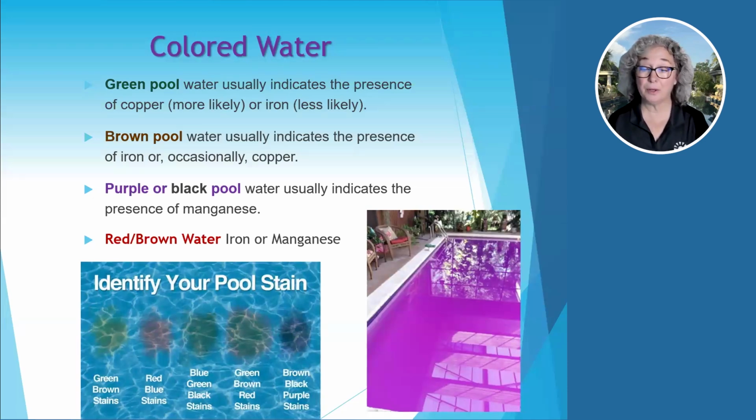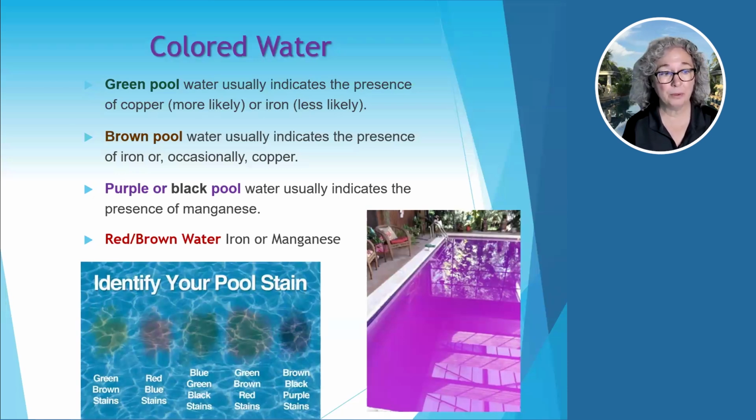I also have some of you all that do contact me with some stain issues, and one of the questions I'll ask is, what does the stain look like, or what does the color of the water look like? So if you have a greenish pool, and I've seen some beautiful green pools, but they were full of copper. Brown pools usually means that you have iron in the pool.